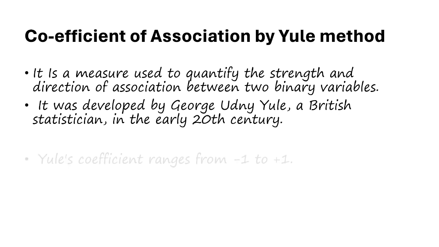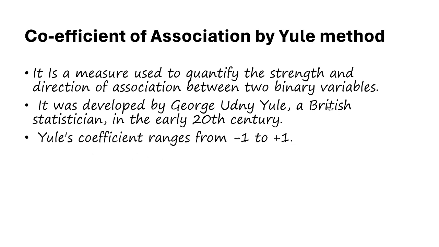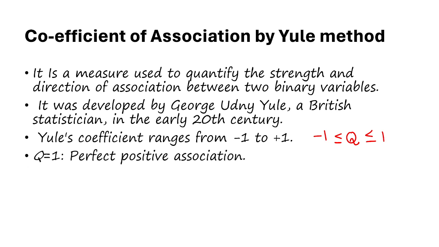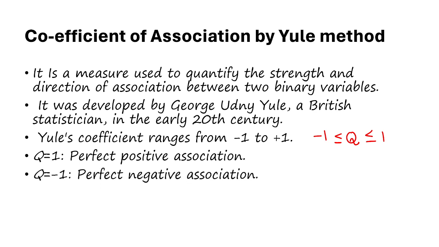Over here, we get the value of Yule's coefficient denoted by Q, which lies between -1 and +1. If the value comes out to be 1, it is known as a perfect positive. If the value comes out to be -1, it is known as a perfect negative. If it comes out to be 0, that means there is no association between the two attributes.